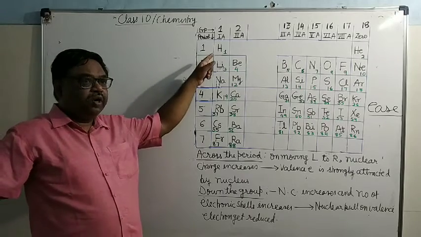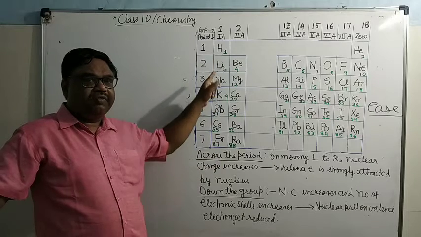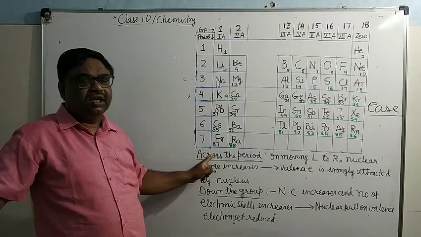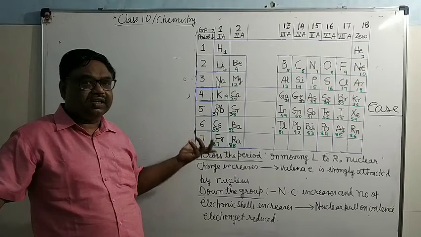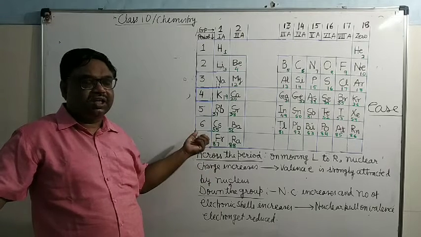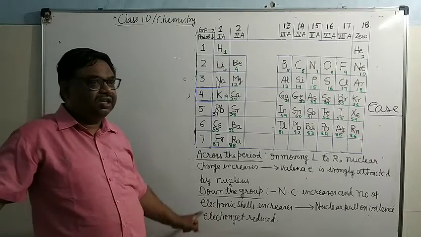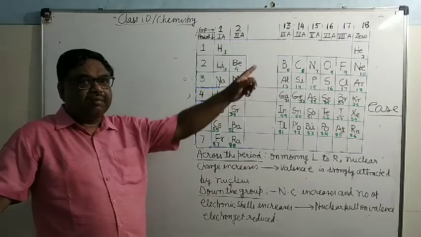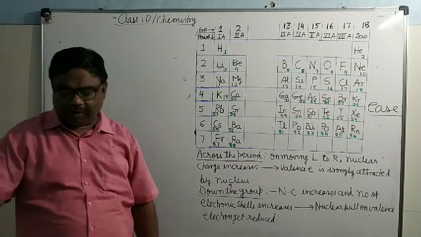Similarly, down the group, when we move down the group, what happens? Metals reactivity increases. Metals reactivity increases because the tendency of losing the electron is increased. Okay? So metals reactivity increases, but non-metals reactivity decreases. Okay? So this is about that.